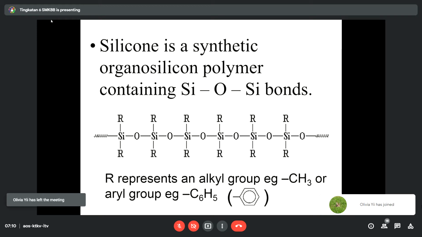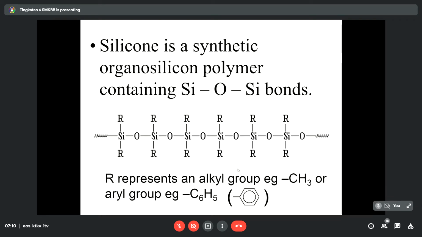All these, the alkyl group and the aryl group, you will encounter when you go into semester 3. When you go to semester 3, you don't have a choice. That is the core of the semester 3 syllabus. So that means by right, silicon is inorganic, something to do with rock, not present in living things, but it is connected to the part which is present in living things. So organosilicon polymer.